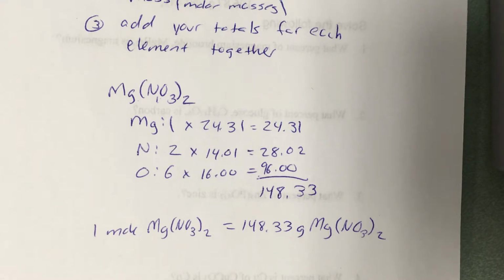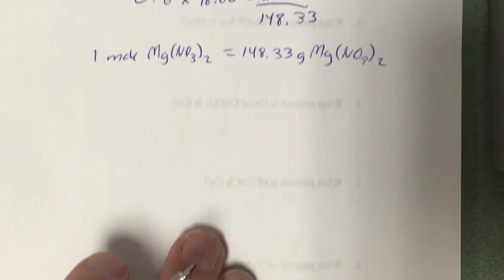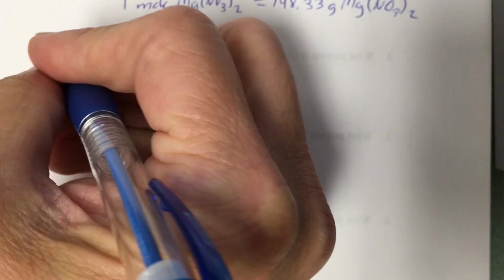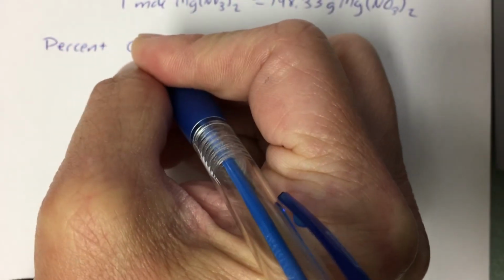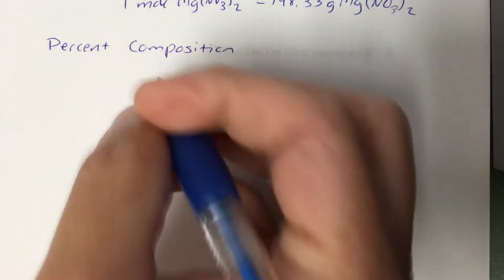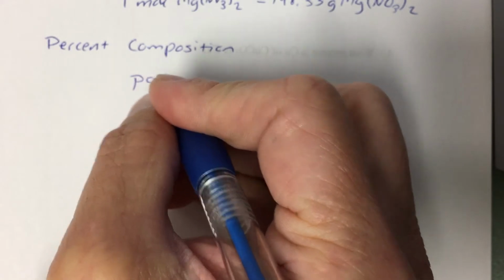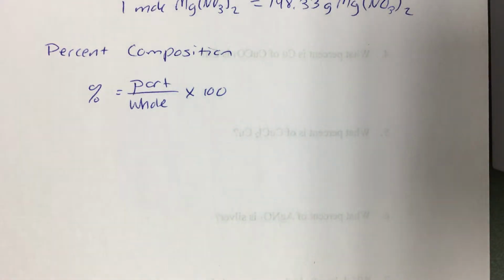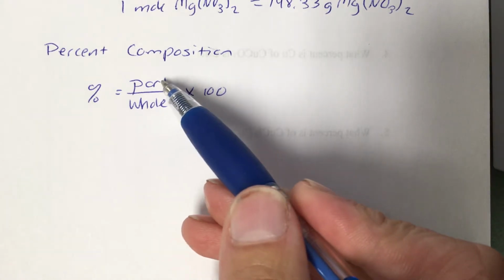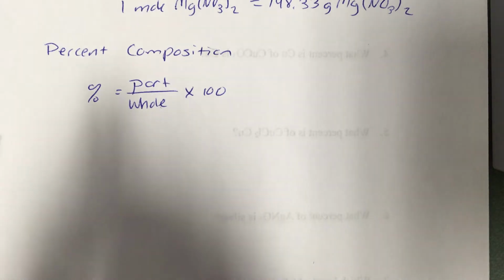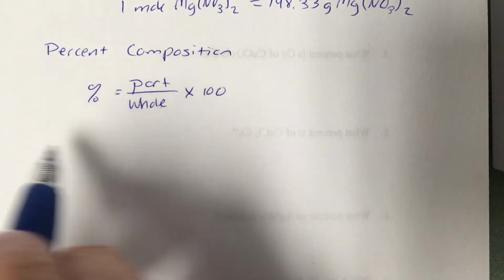Now, let's move on to the computation of percent composition. It's a percent. And percent, generally speaking, is part divided by whole times 100. That's how you figure out a percent. Doesn't matter what it is. So if we're talking about your test grade, you figure out the part that you got right divided by the total number of questions times 100. And that's where your percent on the test comes from. We're doing the same thing here.